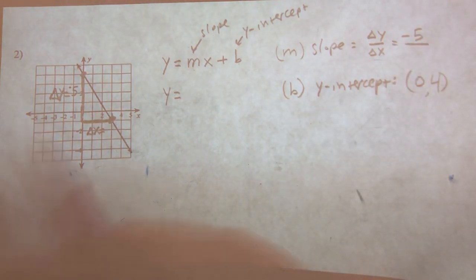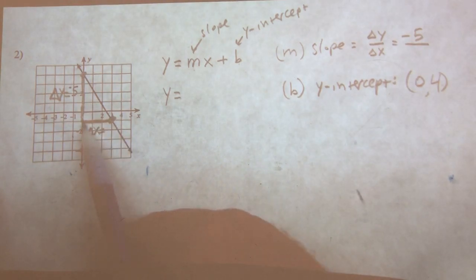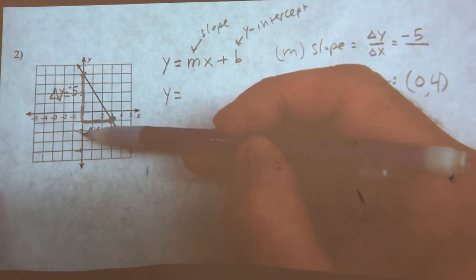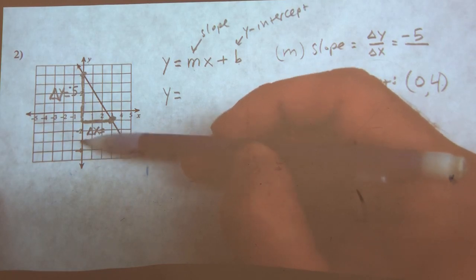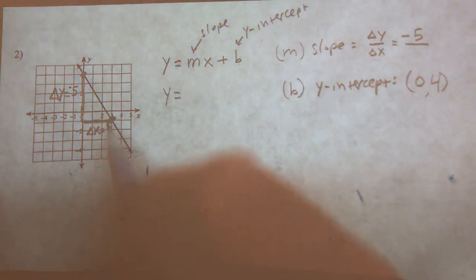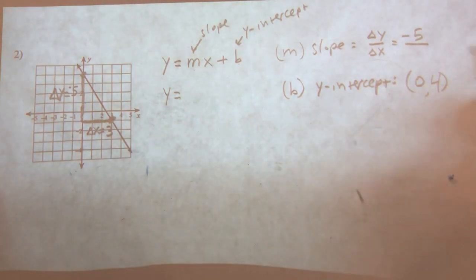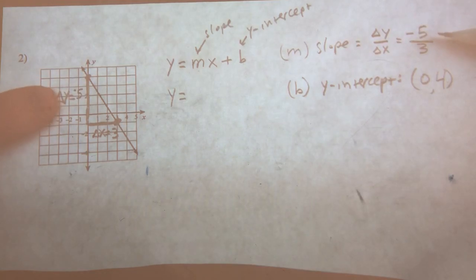Then change in x is the horizontal change from this point to this point. How far does it go over? It goes over 1, 2, 3. Notice the scale, both are counting by ones. They're only labeled every 2, but this would be negative 3, negative 4. So each box is 1. So our scale is by ones. Then the change in x is 3, so that's my denominator here for my slope. So change in y over change in x.